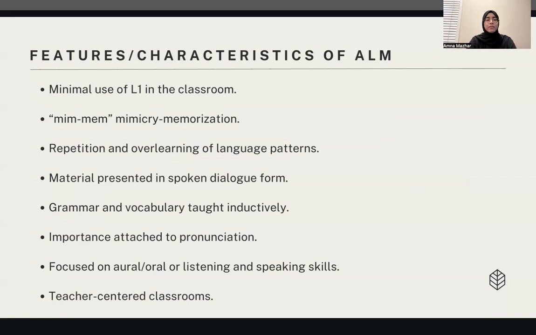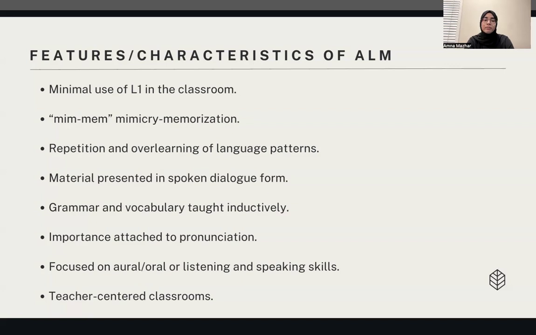There are a few key features that belong to the audiolingual method. We are going to go through them one by one. The very first one is the minimal use of L1 in the classroom. So the audiolingual method is actually influenced by the direct method, which focuses on using only the target language in the classroom so that learners are exposed to the target language the same way babies are exposed to their L1. They'll get a lot of input in the beginning, and they will start producing the language at one point on their own.